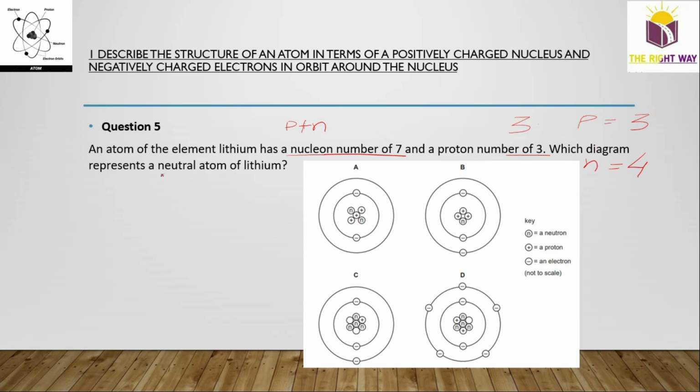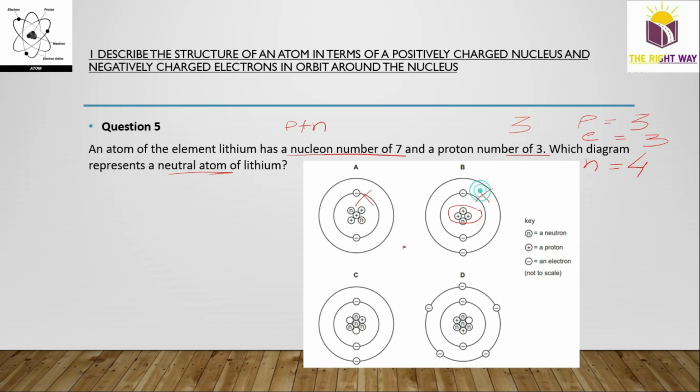Which diagram represents the neutral atom? In a neutral atom, we have an equal number of protons and electrons. So electrons must be equal to 3. Okay, the first one contains 2 electrons, wrong option. The second one contains 3 electrons, but there are not 7 nucleons.